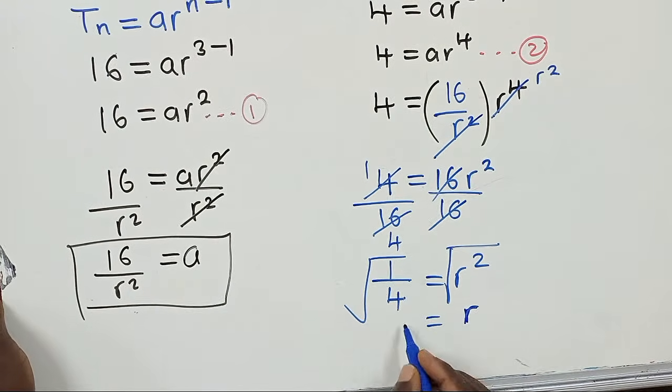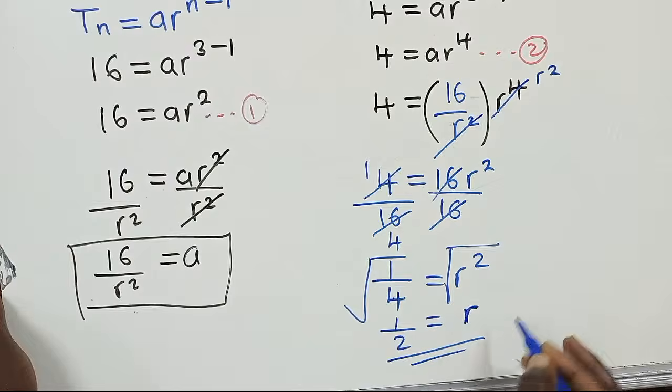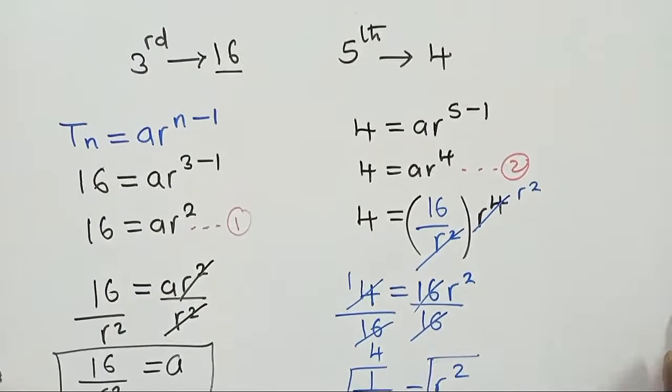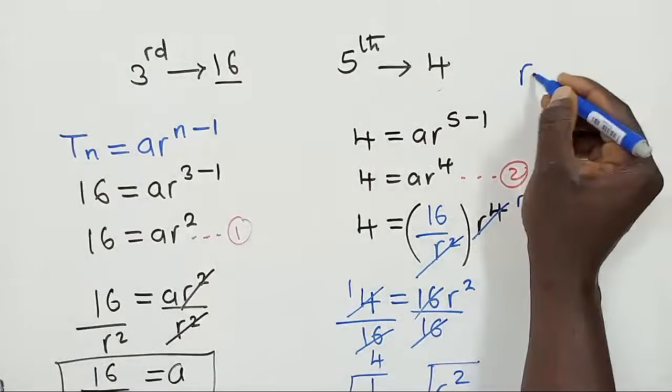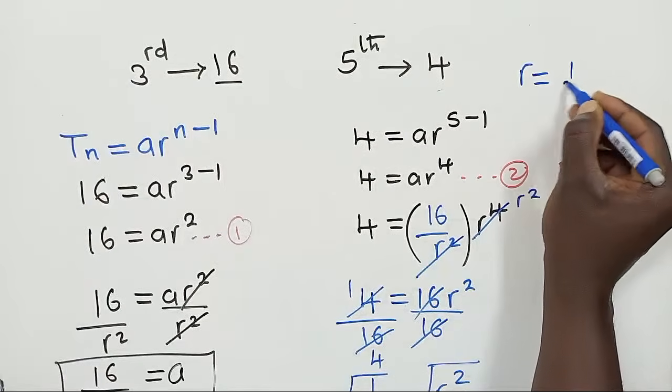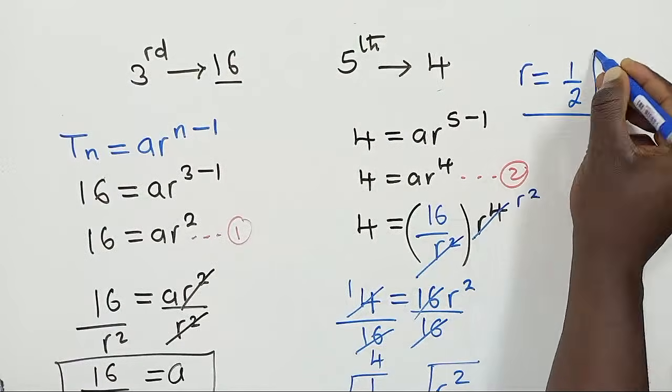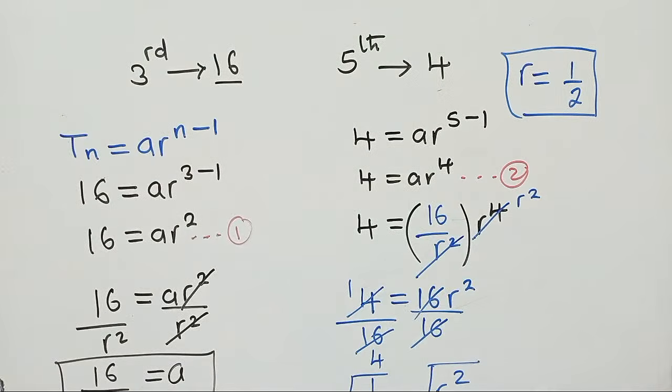And the square root of 1 is what? Is 1. Square root of 4 is 2. So our r, let me put it here. Our r will be equal to 1 over 2. So this is our common ratio, r.